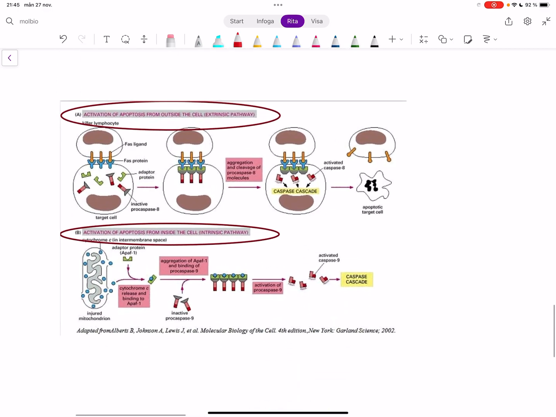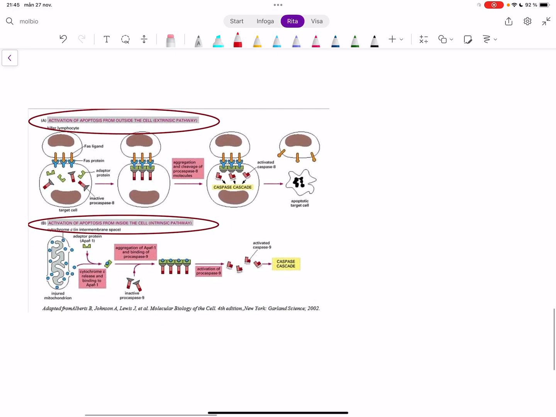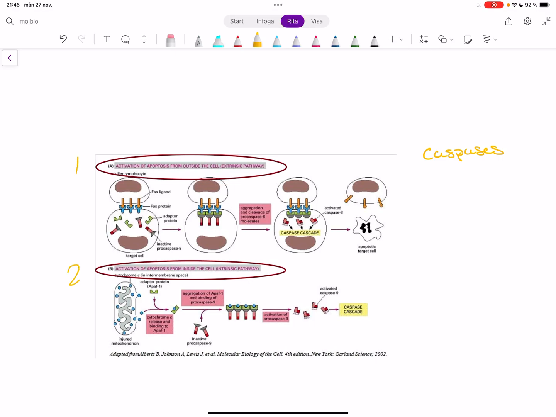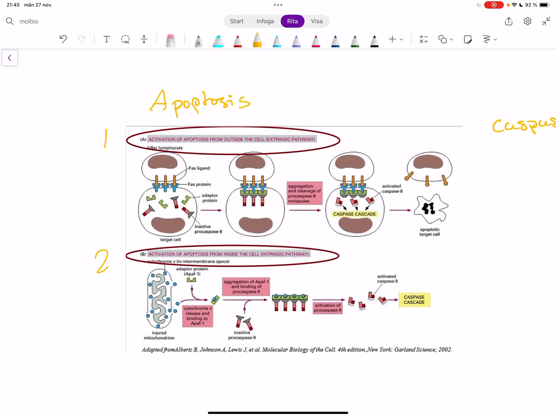Okay, now apoptosis. Apoptosis is programmed cell death, and it can happen in embryonic development or in an adult human. What triggers this apoptosis is a family of proteases called caspases. There are two main pathways of apoptosis. The first one is the extrinsic pathway.